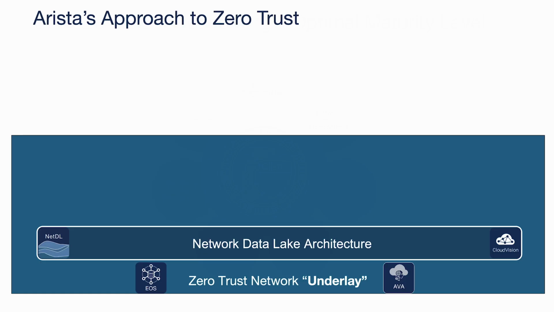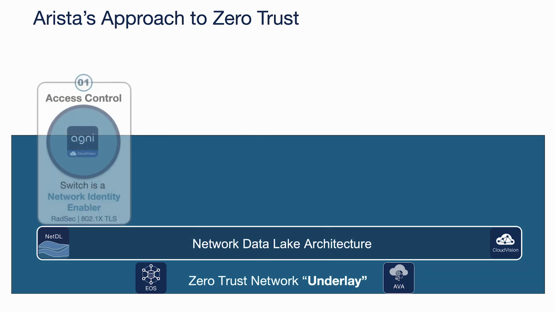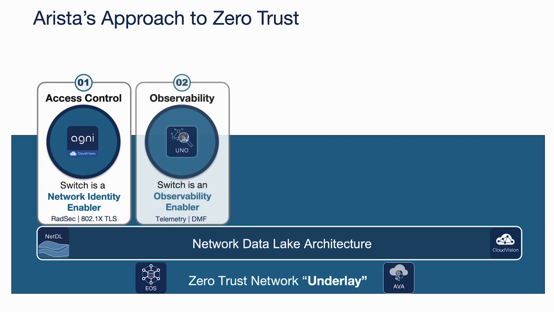Arista's approach to zero trust takes the guidance from CISA and bakes it into the switching fabric. We have a comprehensive platform of zero trust networking capabilities that cover the gamut of access control with a CloudVision Agni product that is a network access control solution. We have observability platforms that take data off the network and provide real-time telemetry, real-time analytics through CloudVision.